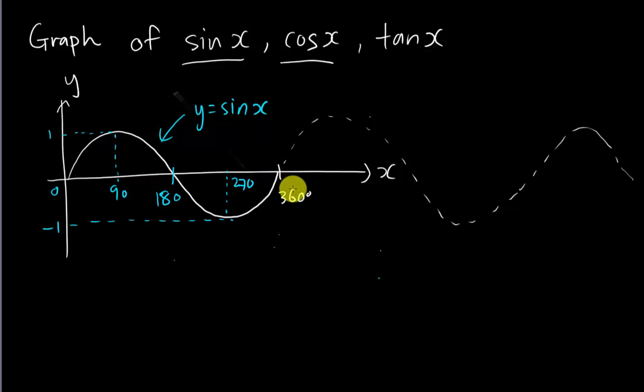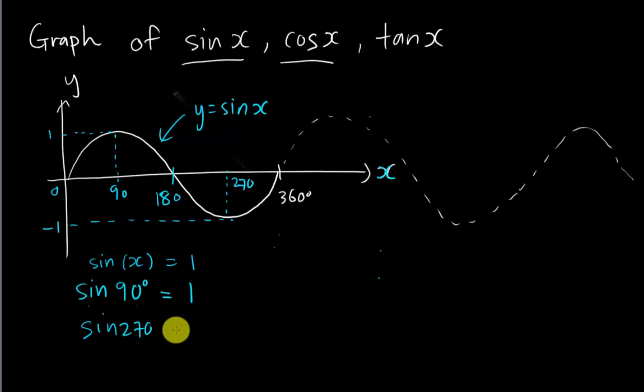So what do all these values mean? If you have your calculator, you can type sine 90, and your calculator will tell you it's 1, because this is y equals sine x, isn't it? This is the x value. When x is 90, sine x should give you 1. If you type sine 270, you will get -1. So your calculator will tell you -1.